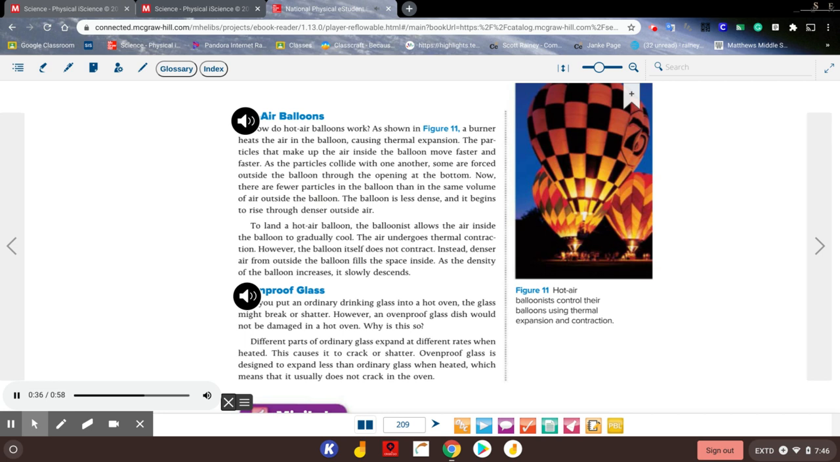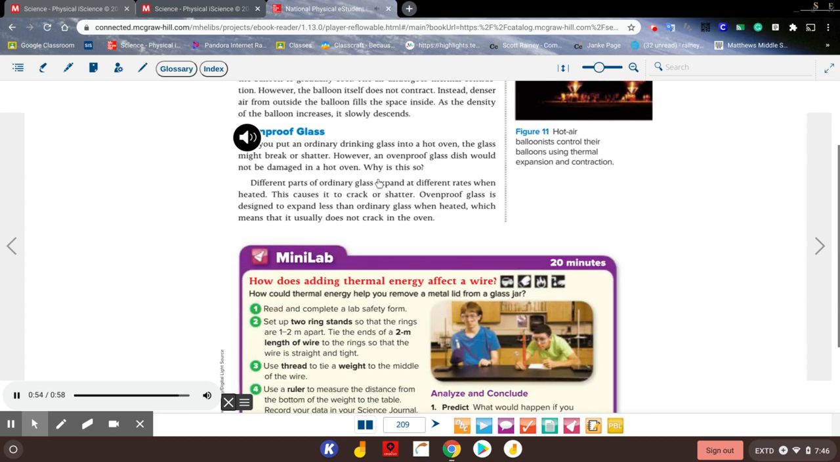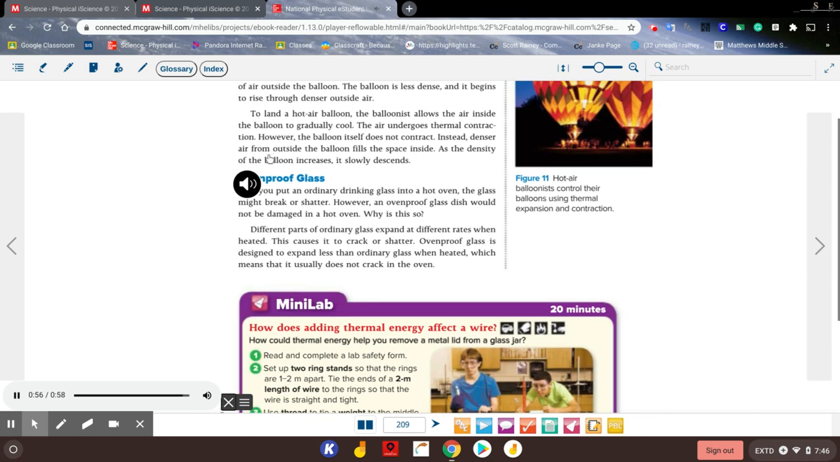To land a hot air balloon, the balloonist allows the air inside the balloon to gradually cool. The air undergoes thermal contraction. However, the balloon itself does not contract. Instead, denser air from outside the balloon fills the space inside. As the density of the balloon increases, it slowly descends.